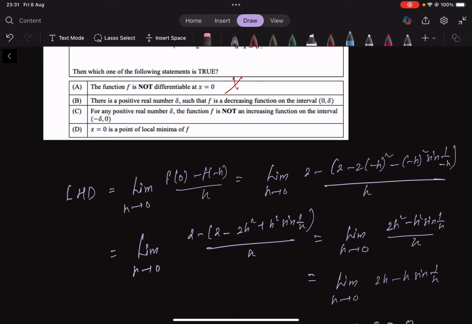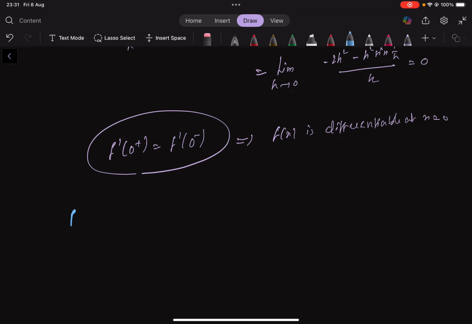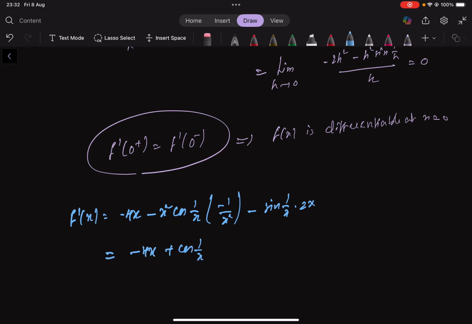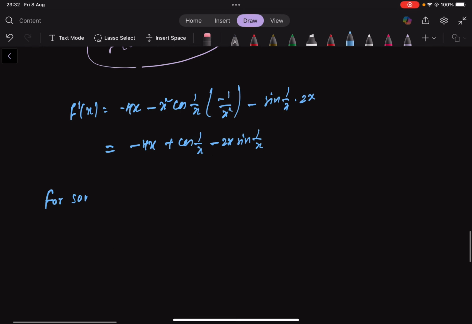There is a positive real number delta such that f is a decreasing function on the interval 0 to delta. For that, if we take the derivative of f of x, f dash of x will be minus 4x minus x square cos 1 by x into minus 1 by x square minus sine 1 by x into 2x, which is nothing but minus 4x plus cos 1 by x minus 2x sine 1 by x. Now for some h belonging to 0 to delta, f dash of h is cos 1 by h minus 4h plus 2h sine 1 by h.